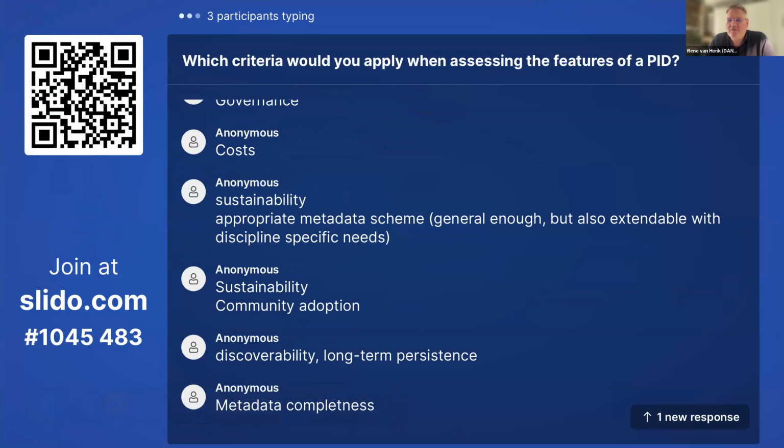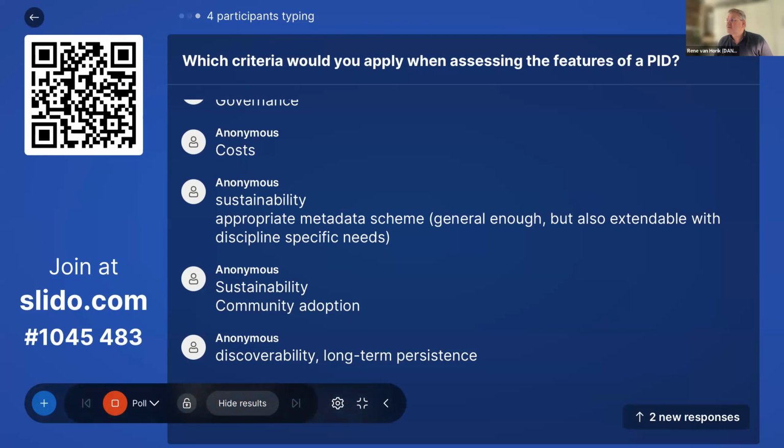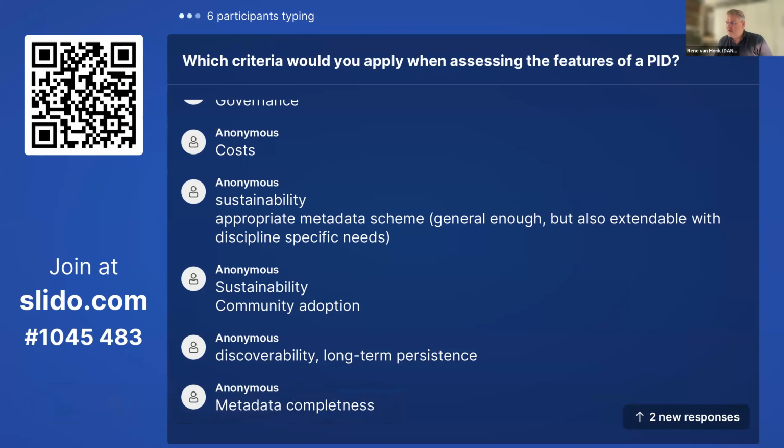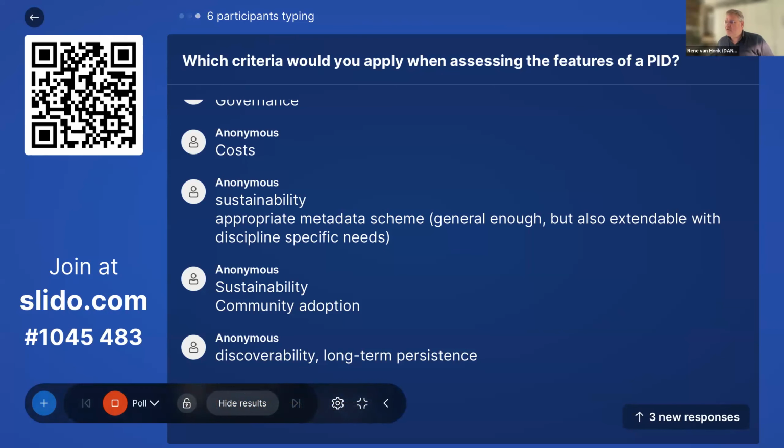This is important for all of us to get an idea of which important criteria are relevant for you. So I see, of course, long-term persistence. That means that you have to have a thorough business model.